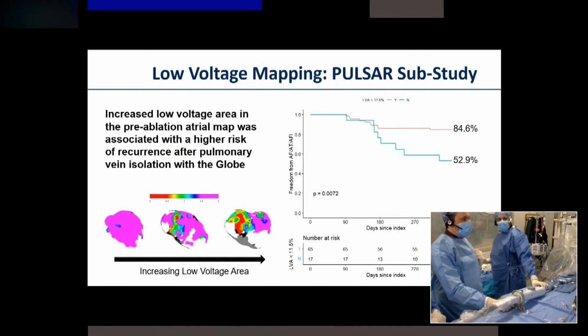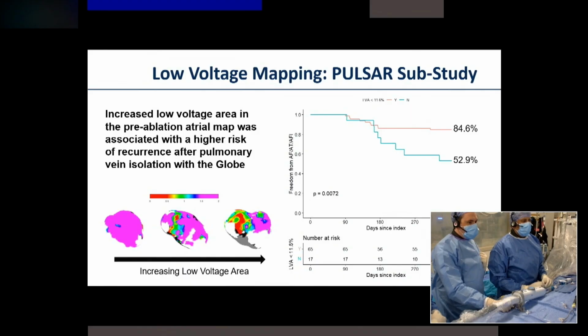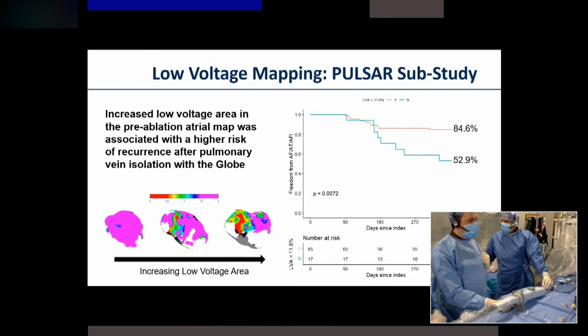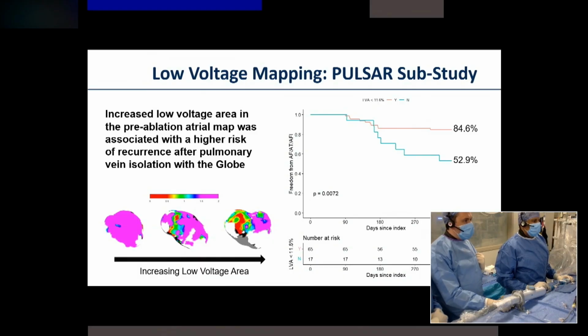So at ERA, this is a sub-study that Atul Verma presented from PULSAR. One of the interesting things about this technology is you're initially creating the anatomy, and of course you can acquire electrical information. So when we retrospectively looked at areas of low voltage pre-ablation, we saw that in patients with these areas of low voltage, shown in that blue, teal, whatever that color is, the success rate from PVI was 53%, versus those patients that didn't have the low voltage, where the success rate was much higher at 85%.